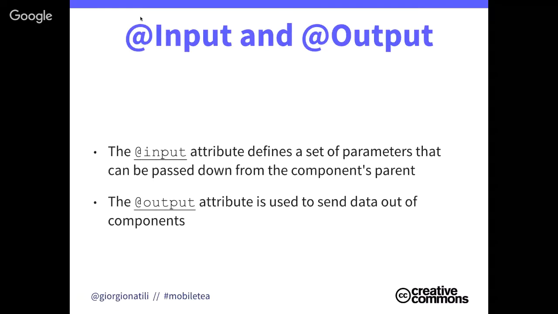Input and output are decorators that help you to define the data that has to go into your component and the data that you want to emit from your component. Input is a monodirectional data binding from the top to the bottom of your component. Think about Angular 2 as a tree of components. That's one of the reasons why it's faster.